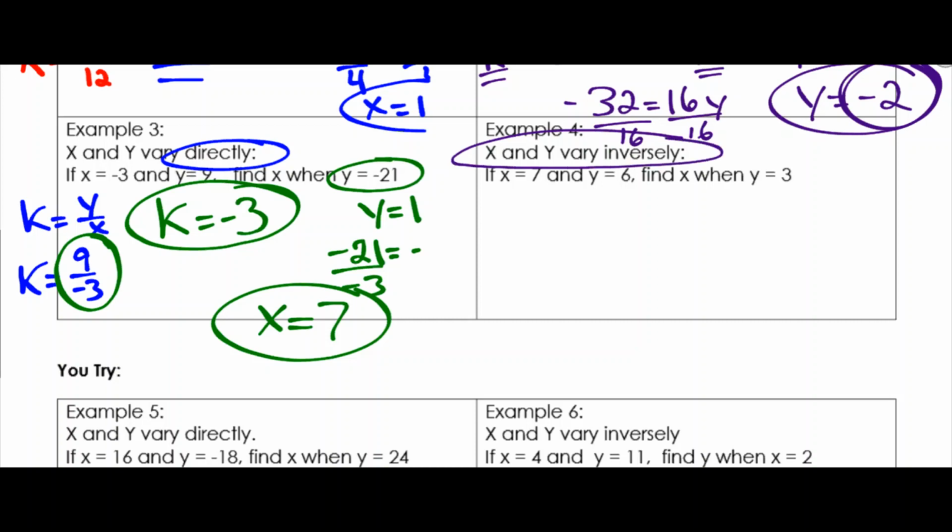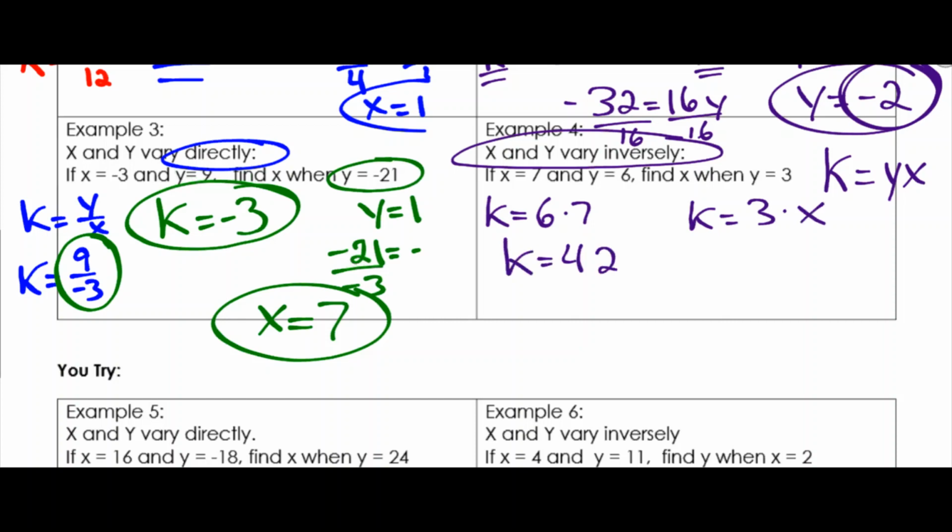X and y again vary inversely. That tells you which equations we can use. I'm going to use that constant equation again. K equals yx, so k equals 6 times 7, and k equals 3 times some x, so k equals 42 on this one. K is also going to be 42 on this one. 42 equals 3x, and then you divide away that 3 to find that x is 14.